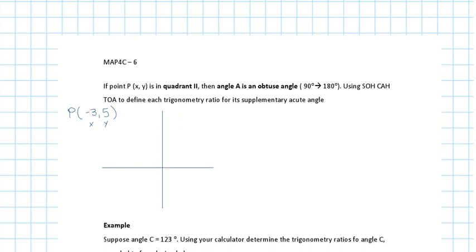So 1, 2, 3. I know they're not to scale. 5. So my point is about here. Okay? And if I'm going to draw my terminal arm, it's going to be again from the origin to the point. So where is my angle? From the positive x-axis to the terminal. Okay? So what are you expecting here? Obtuse, acute, obtuse, right?